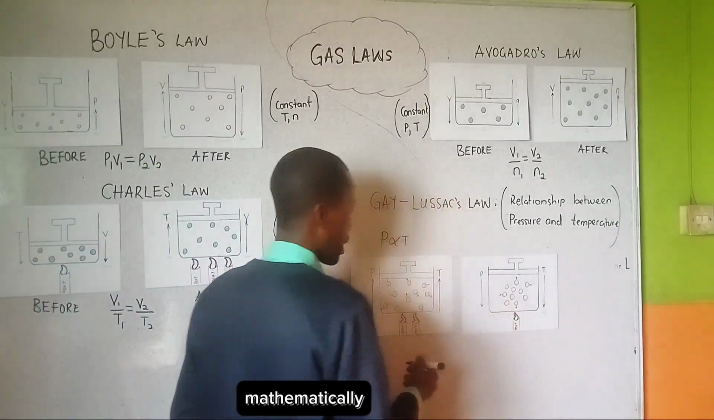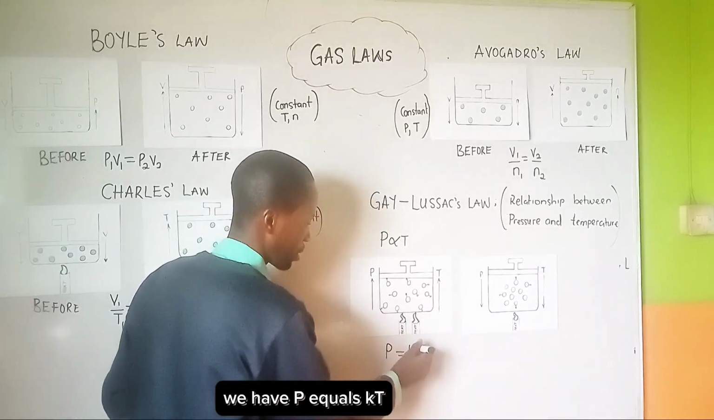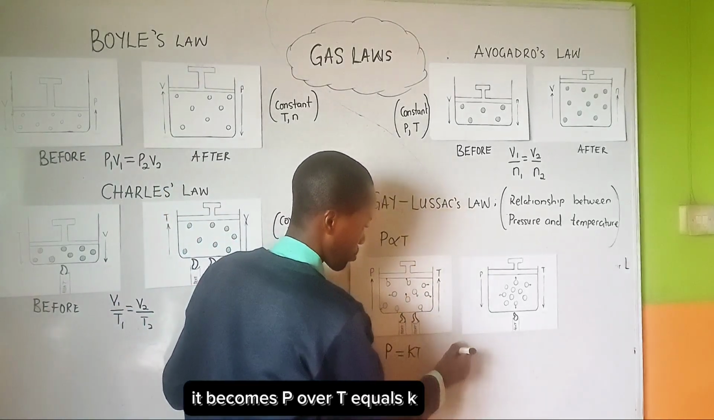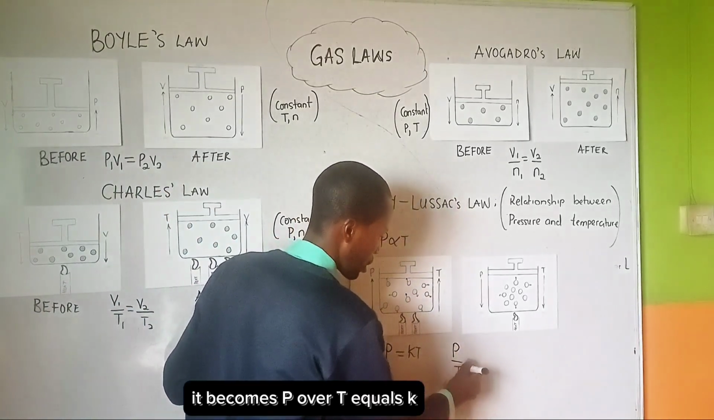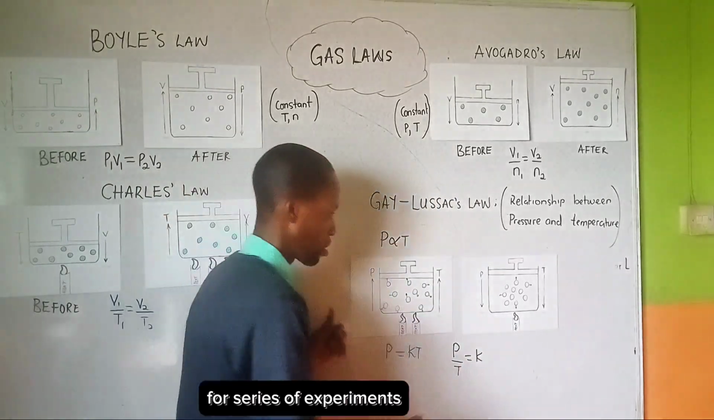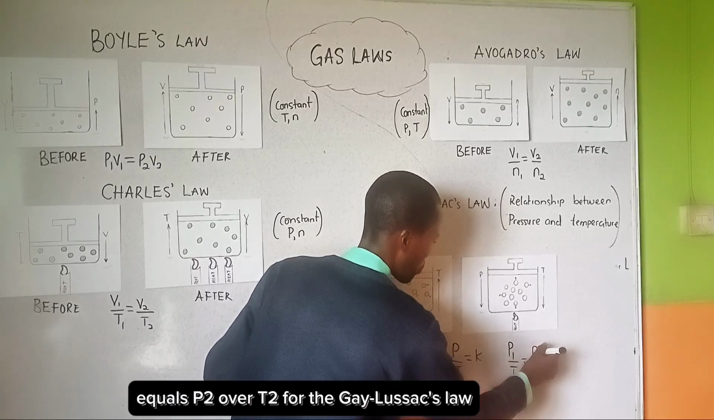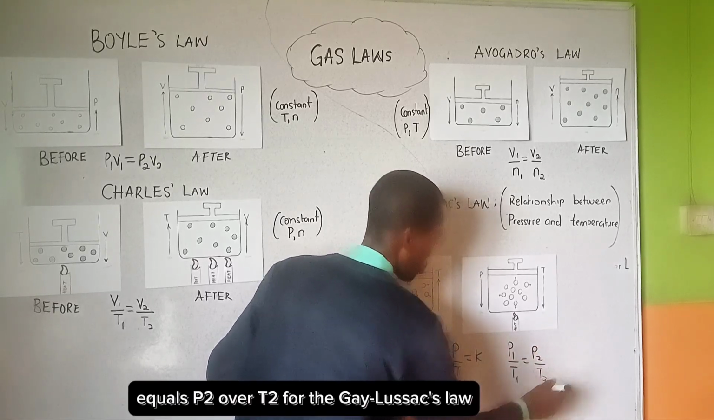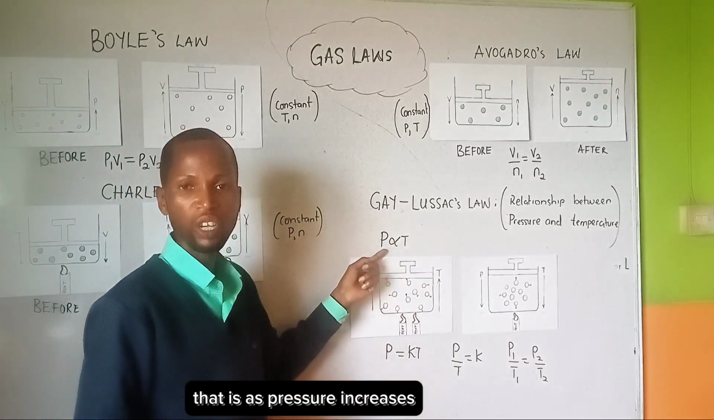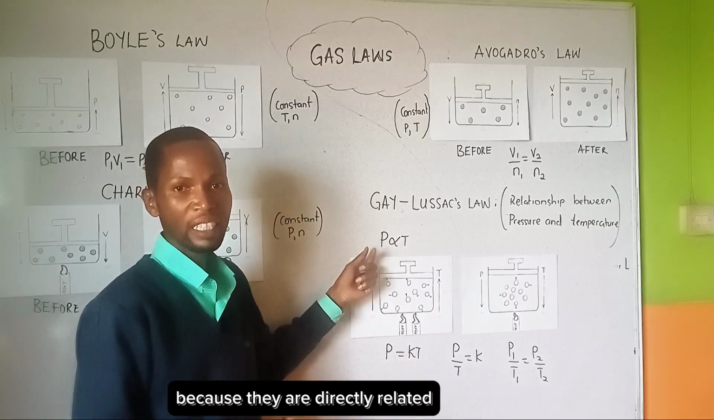other. Mathematically, we have P equals KT. When we make K the subject of the equation, it becomes P over T equals K. For a series of experiments, we have P1 over T1 equals P2 over T2 for Gay-Lussac's law. That is, as pressure increases, temperature also increases, vice versa, because they are directly related.